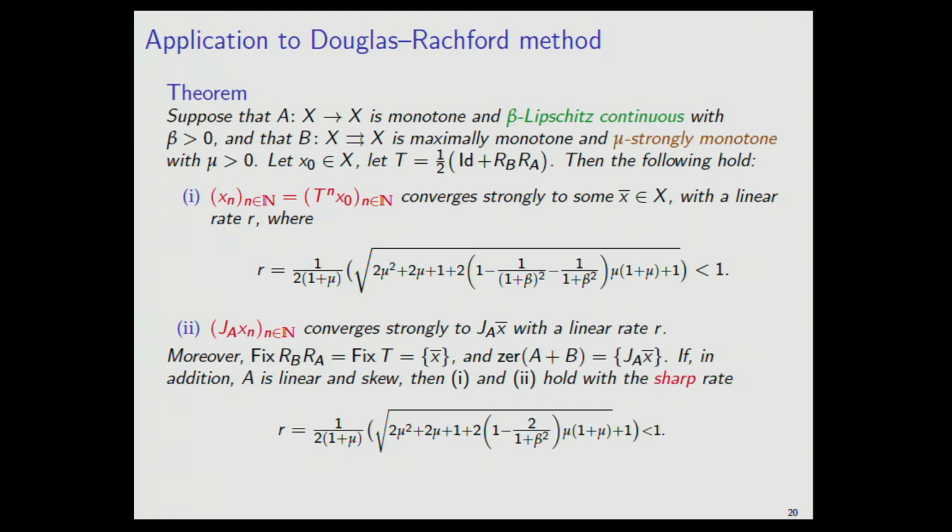If A is a skew operator, we get a sharp rate given by this. The story is simply, we make sure that this setting fits the lemma that we just talked about. Therefore everything will follow, because we will prove that T, in this case, is a Banach contraction, so we get strong convergence. The fixed point set is a singleton. And of course, the set of zeros here is a singleton, either through the fixed point set or because we have a strongly monotone operator. Okay?